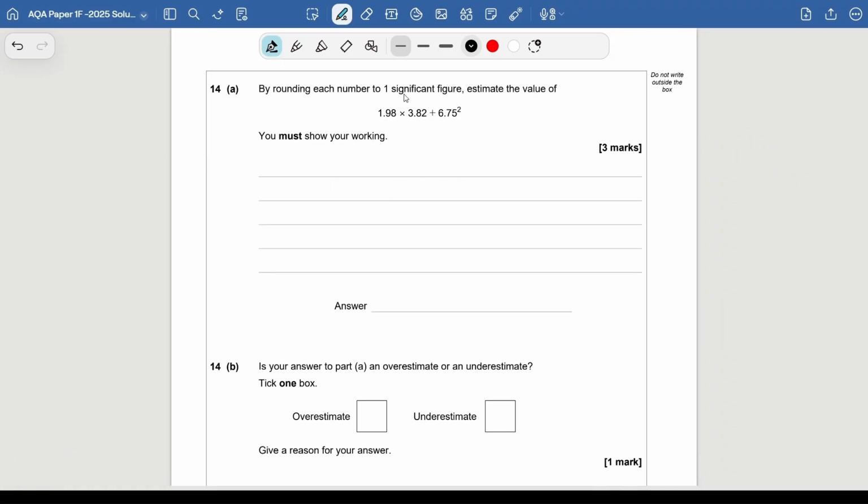By rounding each number to one significant figure, estimate the value of this expression. So each number has to be rounded to one significant figure. 1.98 to one significant figure will be 2, because the number next to 1 is 9, so the previous number is increased by a value. So that's a 2 times 3.82 to one significant figure will be a 4, plus 6.75 squared to one significant figure will be 7 squared.